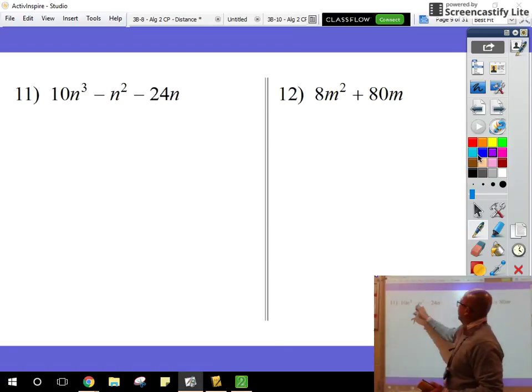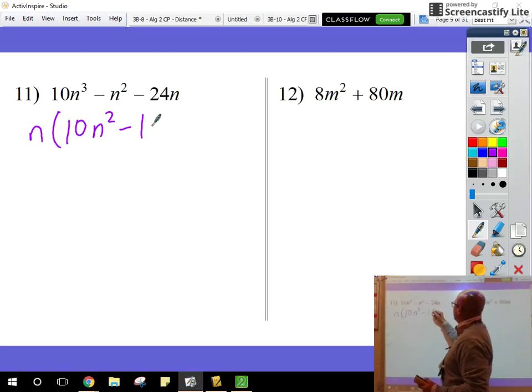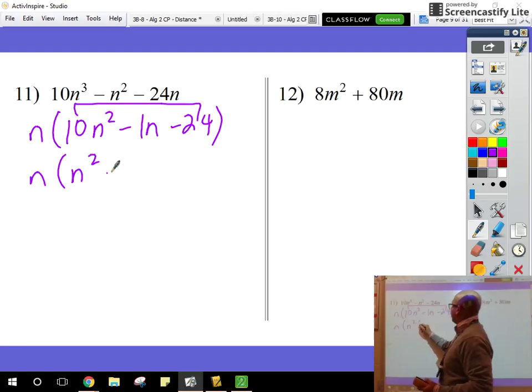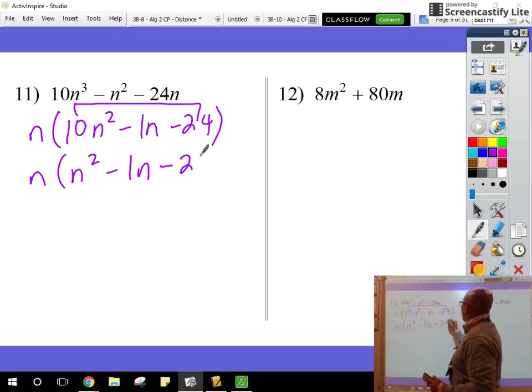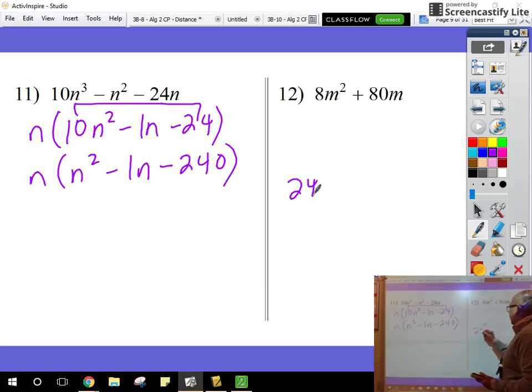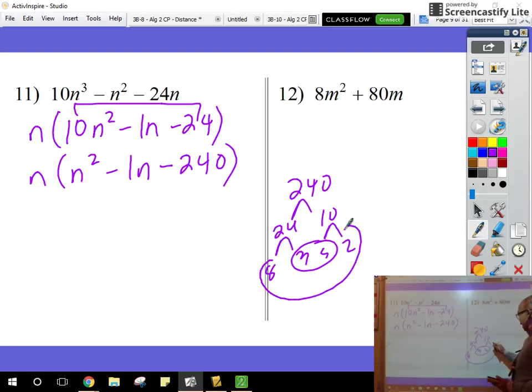Next here, number 11. All of them have n, so I'm going to factor out the n there. 10n minus 24. Now you can multiply 10 and 24 there. That gives you n squared minus n minus 240. Now 240, obviously, that goes with 24 and 10. This is 8 and 3, let's say 5 and 2. I need to come up with a 1 there. There you go. 3 times 5 is 15. 8 times 2 is 16.